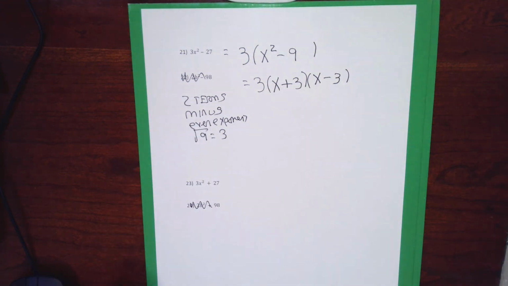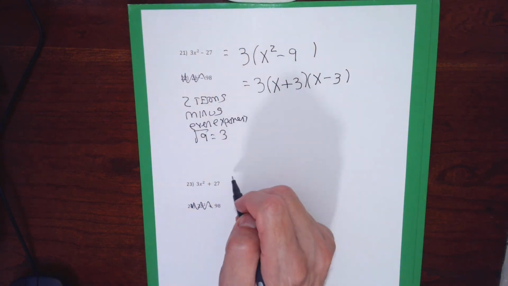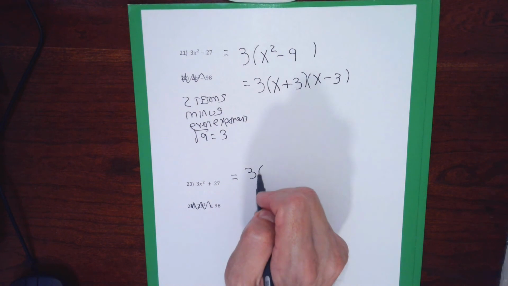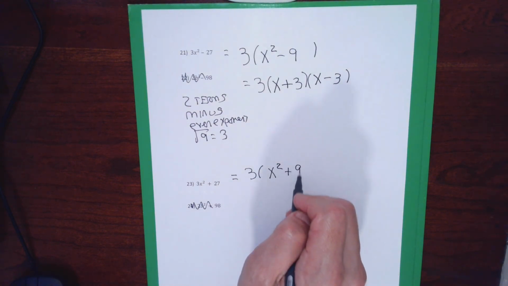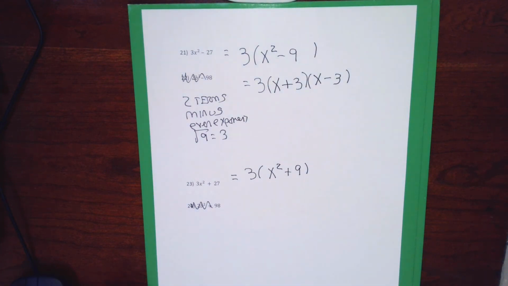23 is again kind of the sister of 21. They're the same problem other than the sign is plus as opposed to minus. It has the same first step: I could factor out a common factor of 3. But what's left is a sum of squares, and I can't go further. So the answer for 23 is going to be 3 times the quantity x squared plus 9.